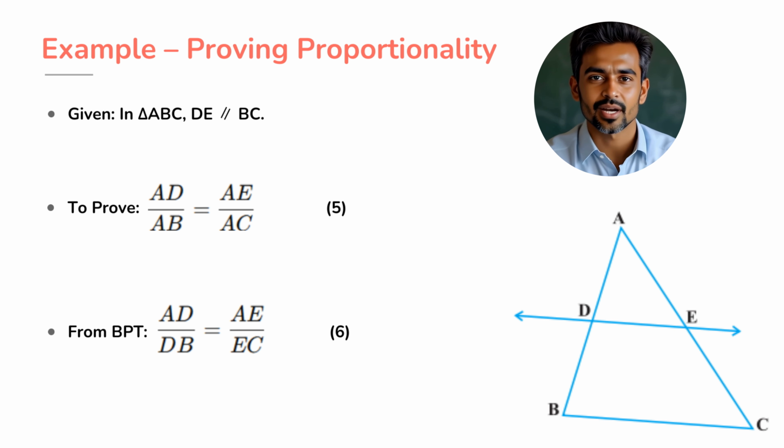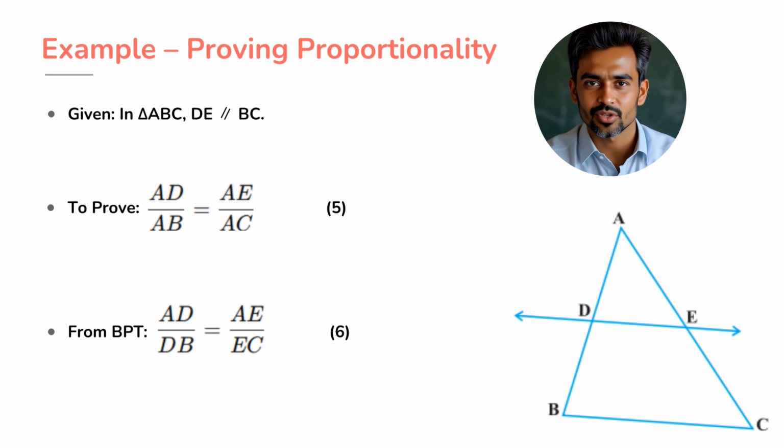So, AD plus DB divided by DB equals AE plus EC divided by EC. Simplifying this, we get side AB divided by side DB equals side AC divided by side EC. Let's mark this as equation 7. Now, if we rearrange this proportion, we arrive exactly at what we wanted to prove. Side AD divided by side AB equals side AE divided by side AC. This is equation 8, and that completes the proof.